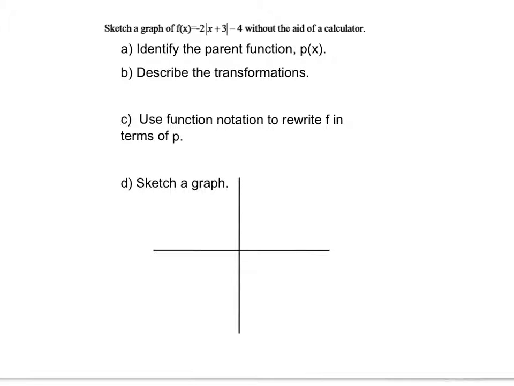So our first thing is to identify the parent function. So I see absolute value as that base function. Parent is basically thinking about parents and children. The parent function is what the basic shape is going to be based on. So absolute value of x is the parent function.